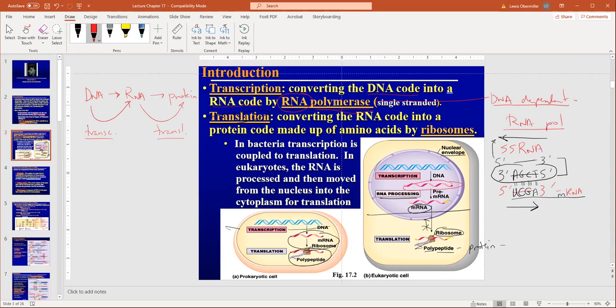Transcription is done by RNA polymerase. Sorry, so this is RNA polymerase. And translation is done by ribosomes, which we talked about in chapter 6. Remember, in prokaryotes, transcription and translation occur in the same place because they don't have a nucleus. In eukaryotes, transcription occurs in the nucleus, and translation occurs in the cytoplasm.